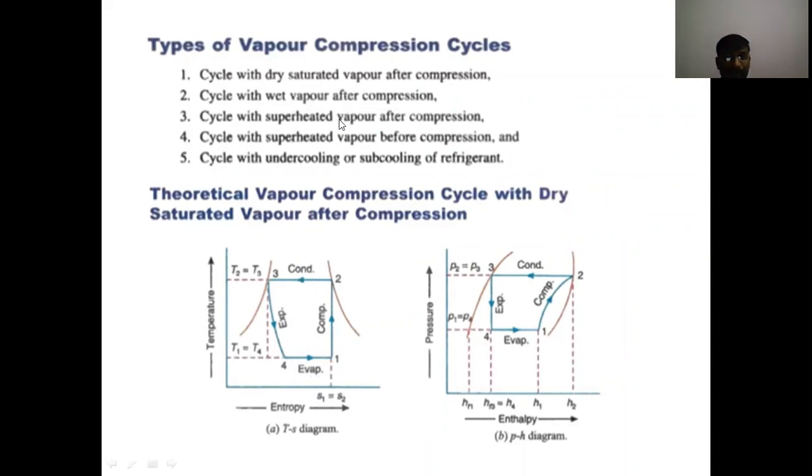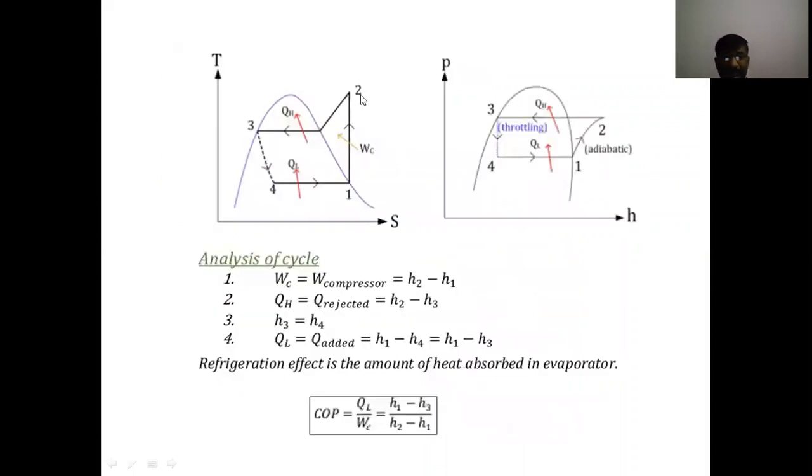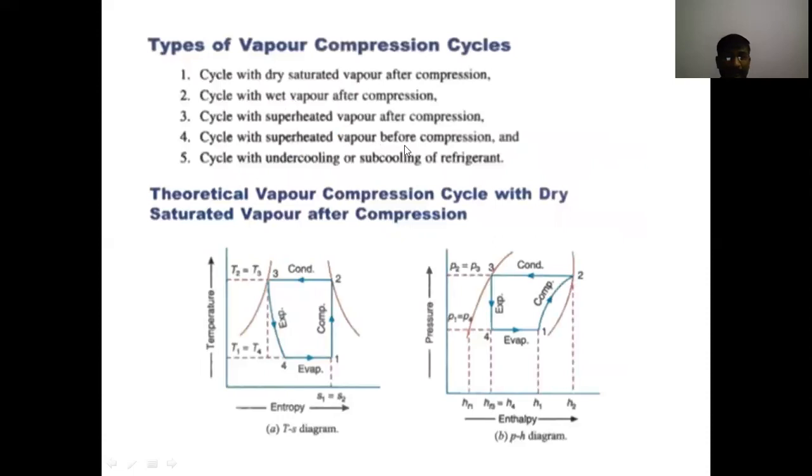And the cycle with superheated vapor after compression. As I said earlier, this is the simple vapor compression cycle with superheated vapor after compression. This is the compression process. After compression, the condition of the refrigerant is in the superheated region. Next, the cycle with superheated vapor before compression.